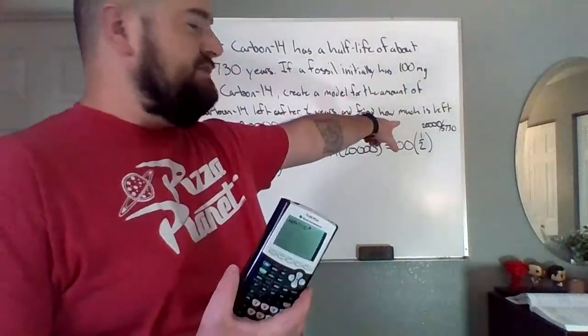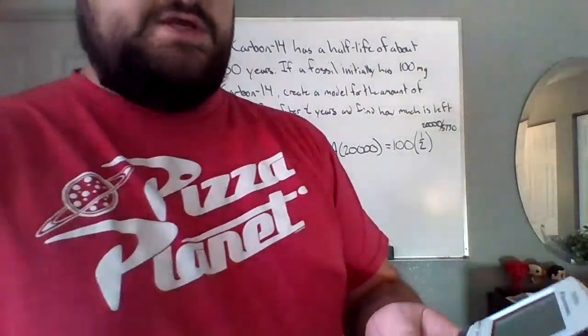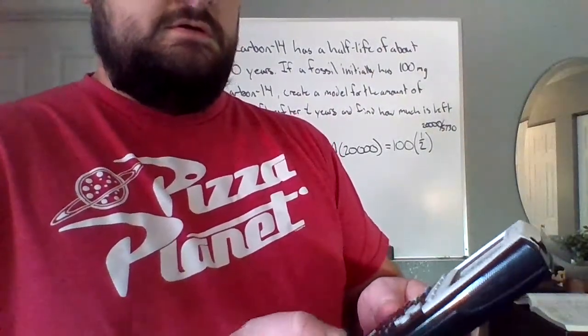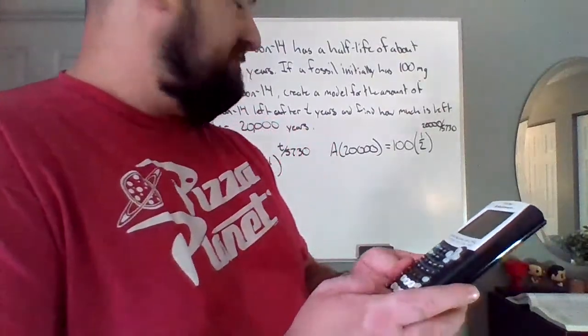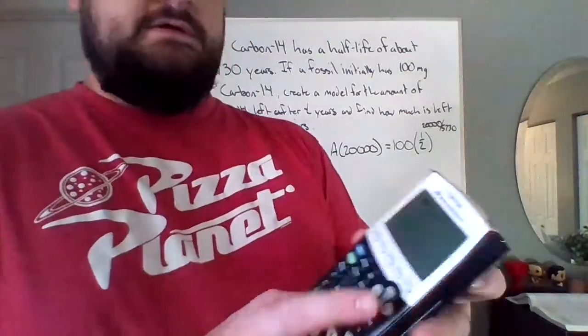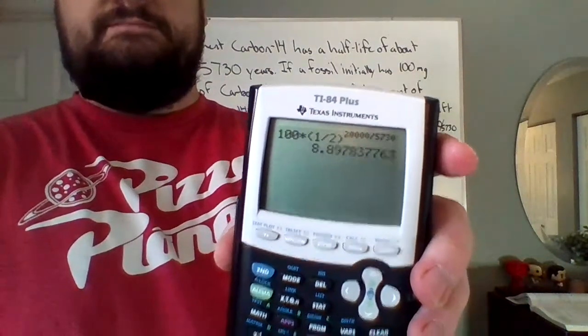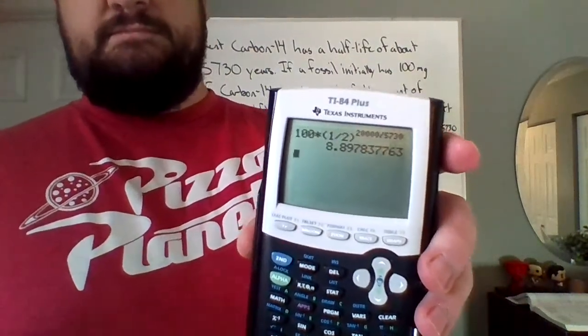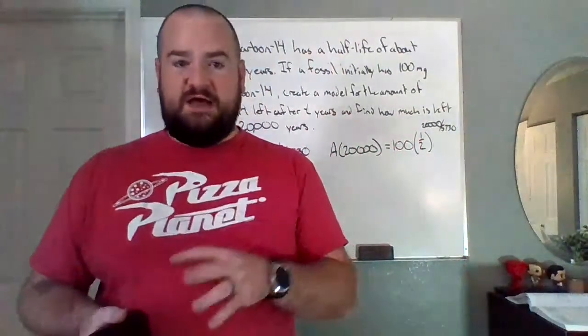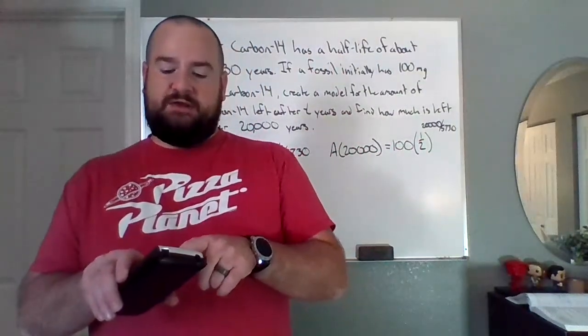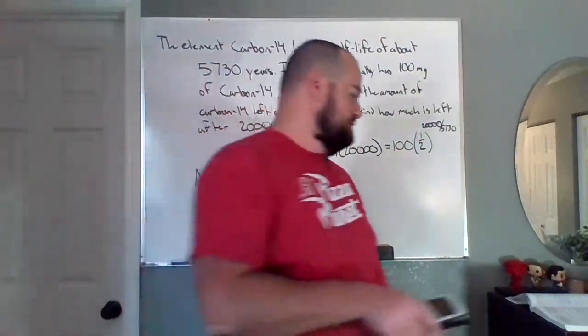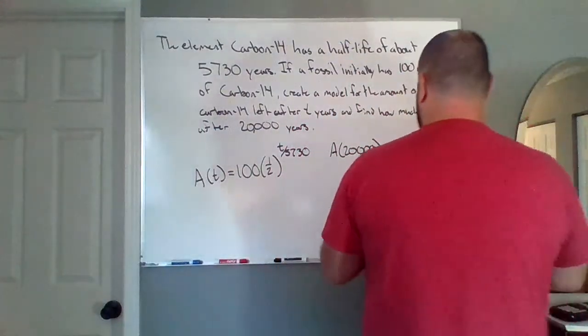So in the exponent, we have 20,000 divided by 5,730. So it should look roughly something like this. And then hit enter. Bam. So after 20,000 years, we should have about 8.9 milligrams.